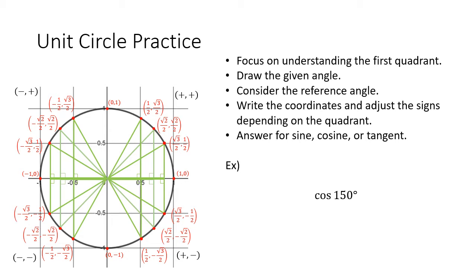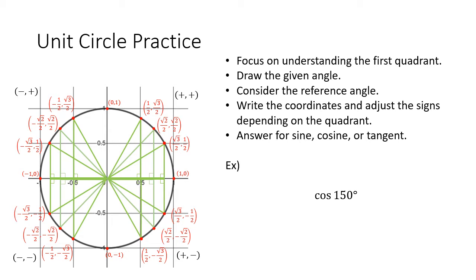So let's put this into practice now, right? And my advice, when you're trying to come up with values on a unit circle, is to first of all not memorize it. Okay, don't memorize it. Focus on understanding just the first quadrant, and then once you're given an angle, so for this example, we're given 150 degrees, and we'll do that in a second, we want to draw that angle and then understand what the reference angle is that it's talking about.